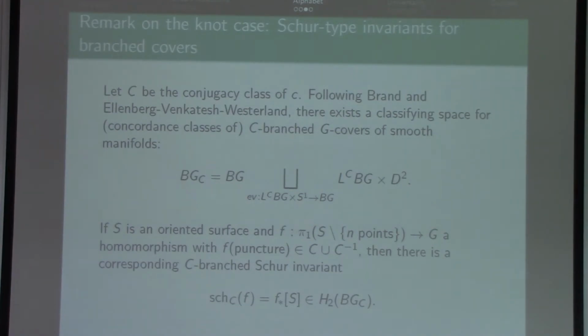And so this LC, I should say about LC BG. This is the component of the loop space of BG that represents the conjugacy class C. So it's all maps from S1 into BG such that the loop you get represents an element of that conjugacy class. And then you glue on a disk to the usual BG by evaluating the boundary of the disk at that loop.